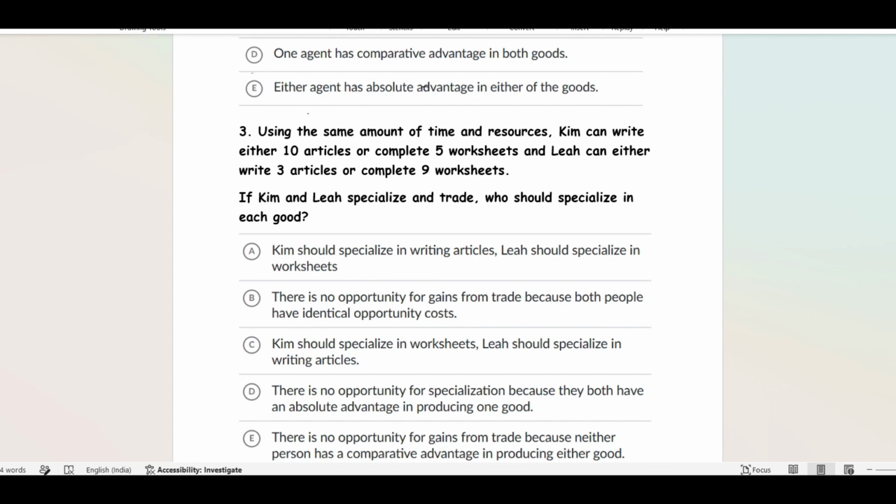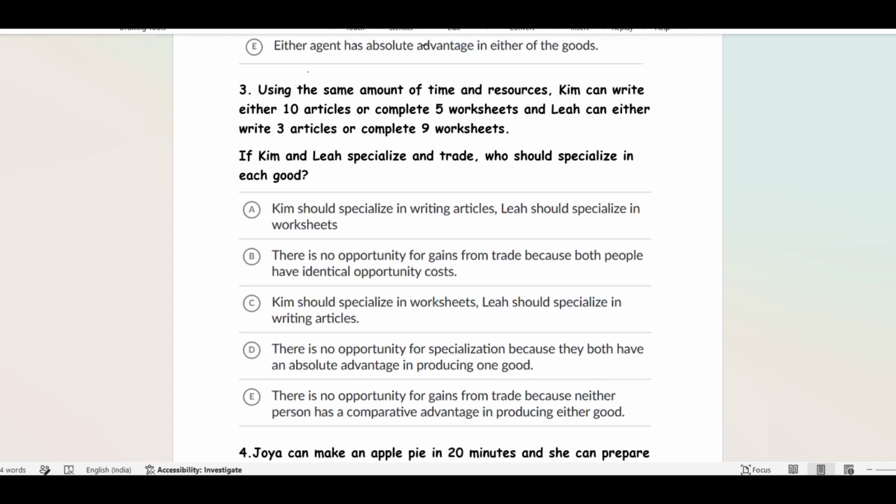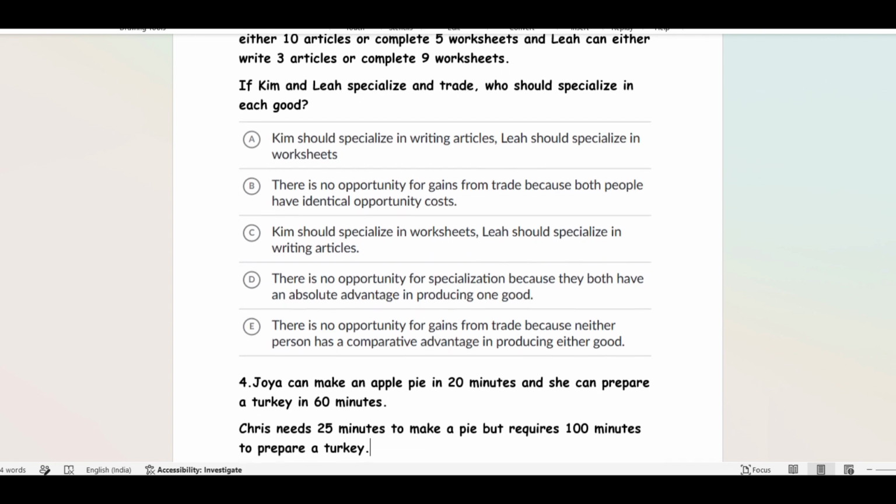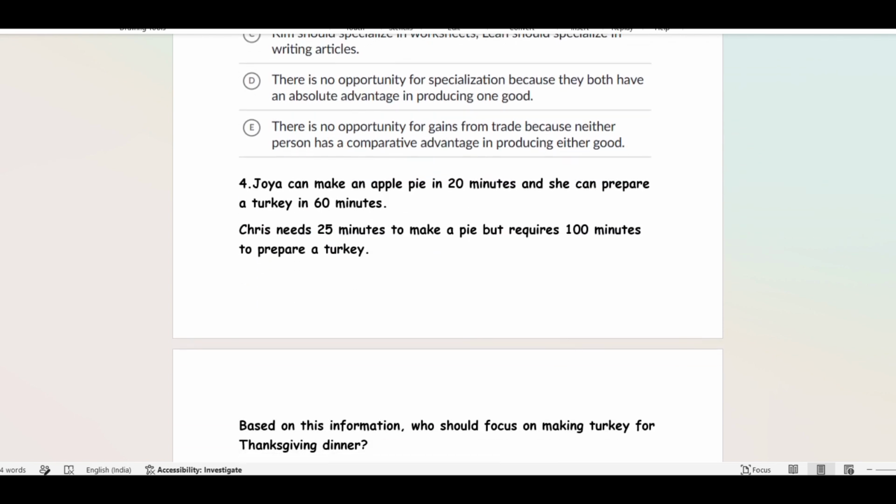So it's option A for third. Kim will specialize in writing articles. Lee should specialize in worksheets. Joya can make an apple pie in 20 minutes and she can prepare a turkey in 60 minutes. Chris needs 25 minutes to make a pie but requires 100 minutes to prepare a turkey.